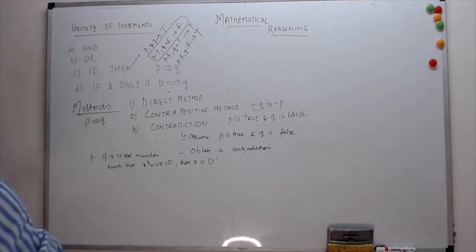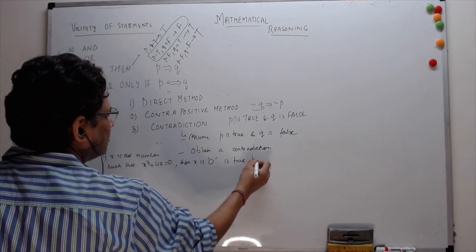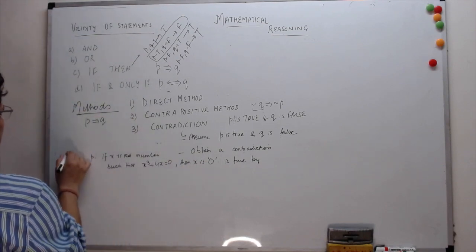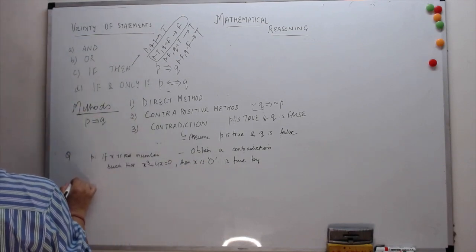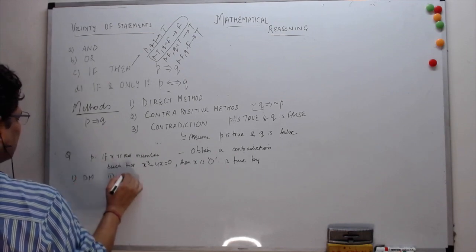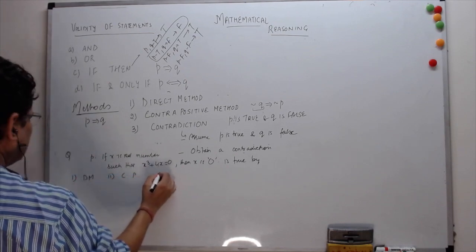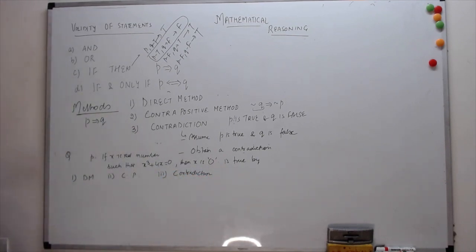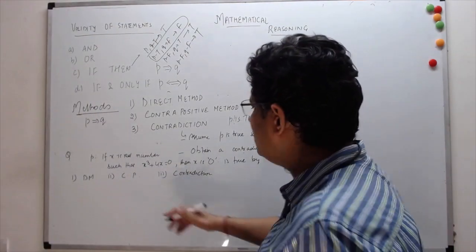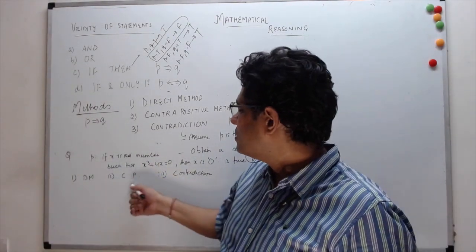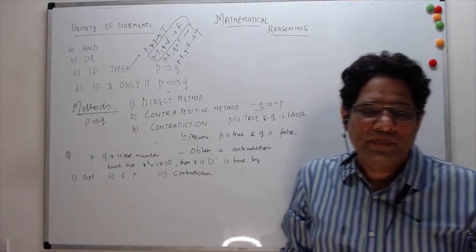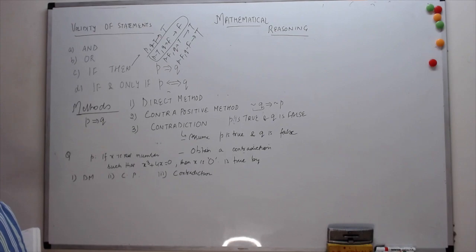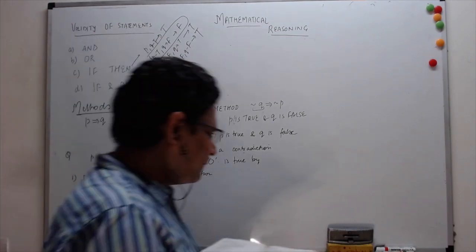We need to prove that this is true by one of the methods. One of them could be the direct method, the second could be contrapositive, and the third is contradiction. And since we have taken a few steps, can you try the direct and the contrapositive method in this case? Maybe try and see if you can prove this. So x was one of the factors, right?